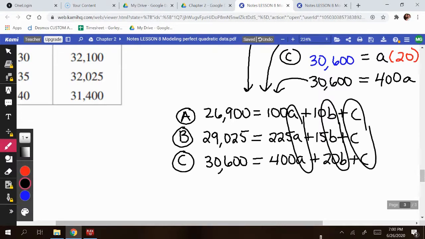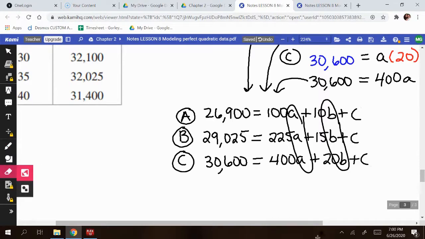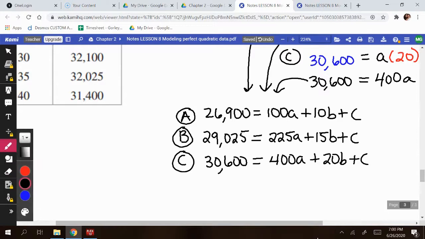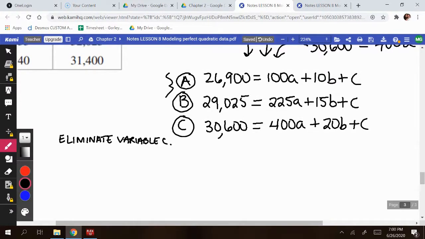Which variable do you want to eliminate first? Let's go ahead and eliminate the variable c. So I'm just going to make that option known over here. Okay, so let's start with these first two equations.